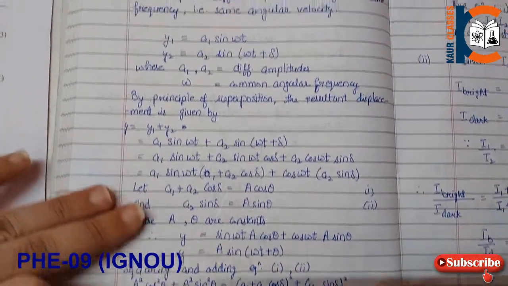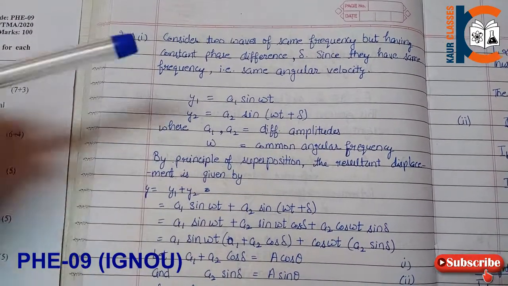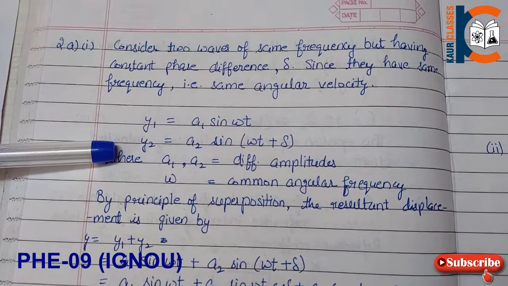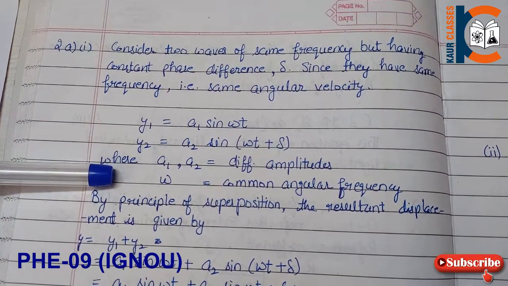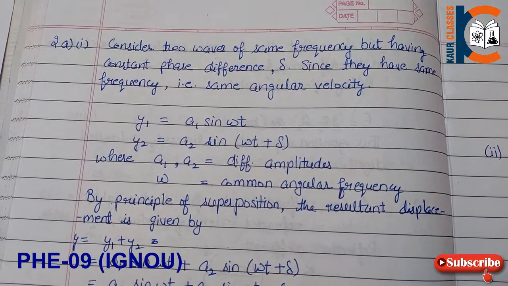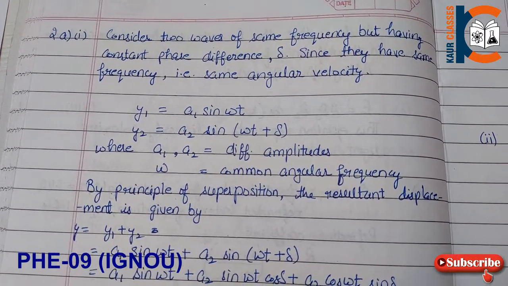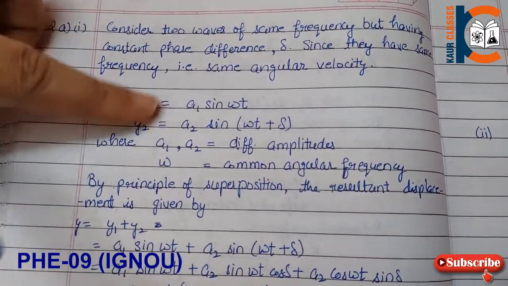So we have the same angular velocity, but the values y1 and y2 have formulas where a1 and a2 are the amplitudes, delta is the phase difference, and omega is the angular frequency. By using the superposition principle, the resultant displacement is y, which equals y1 plus y2. We're just adding these values.